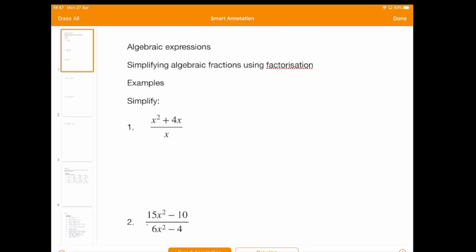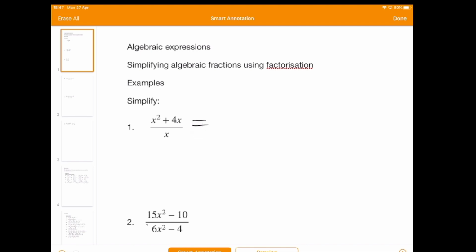We have finished factorization. We now want to look at the application of factorization. We use factorization to simplify fractions, in particular algebraic fractions. And the method that we use here is to first of all factorize every expression that can be factorized in the fraction, and then we can cancel out the common factors. Let us look at the first example.